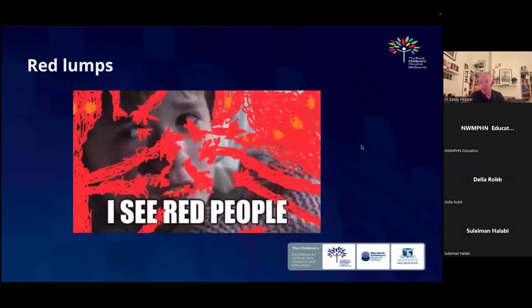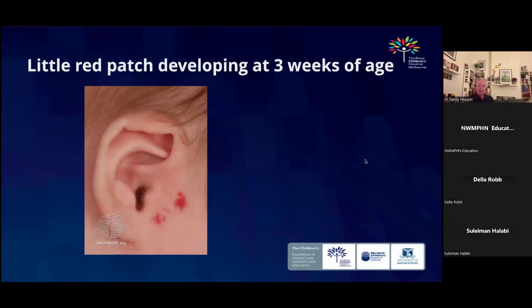Okay, we're getting away from the blues. We're going to the reds now. So, lots of red lumps. This is a little red patch which is developing at 3 weeks of age in a previously well baby. It's gone from a little soft, flat red patch to now something a little bit fleshier. It's near the ear. What do we think it is?